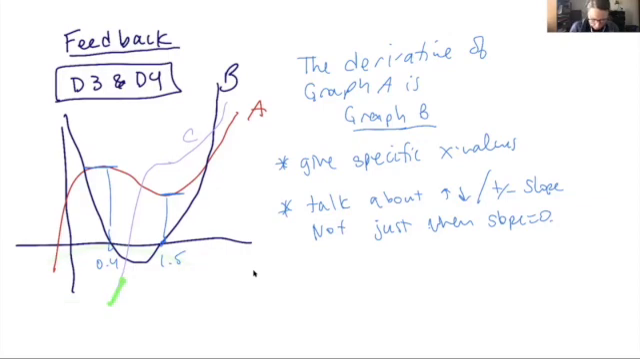So again, the idea is that graph C is always increasing, so C's derivative would have to be always positive, but graph A and graph B have negative values. So neither one of those could be the derivative of C. That would be an answer that does a better job of convincing me that you understand the relationships between f and f prime.